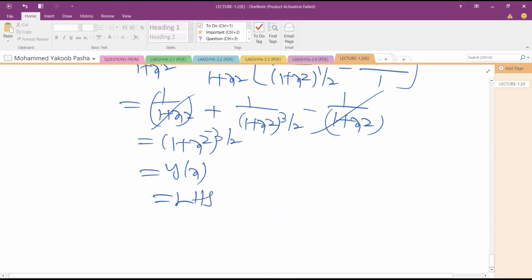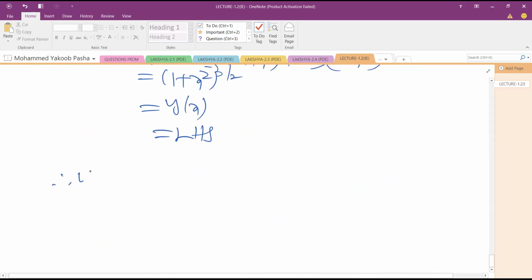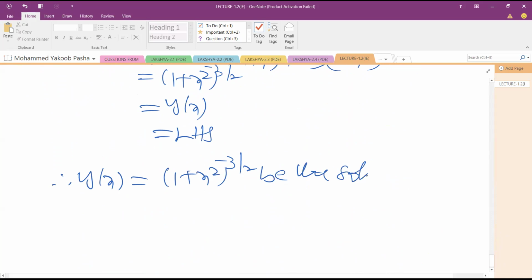So the function y of x is equal to 1 plus x square whole to the power of minus 3 by 2 be the solution of the integral equation. Okay. Whenever we are given a function, when that function satisfies the given integral equation, then that is called the solution of the given integral equation.